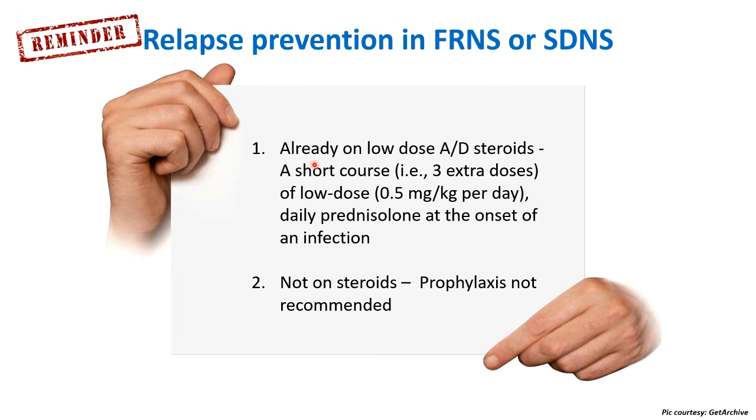So for relapse prevention, frequently relapsing nephrotic syndrome or SDNS, if the patient is already on low dose alternate day steroids, a short course, that is 3 extra doses of low dose, that is 0.5 mg per kg per day daily prednisolone at the onset of an infection should be given. This means that the patient is already on alternate day steroids, so you will give 0.5 mg per kg steroid on the days when he was not taking the steroids.